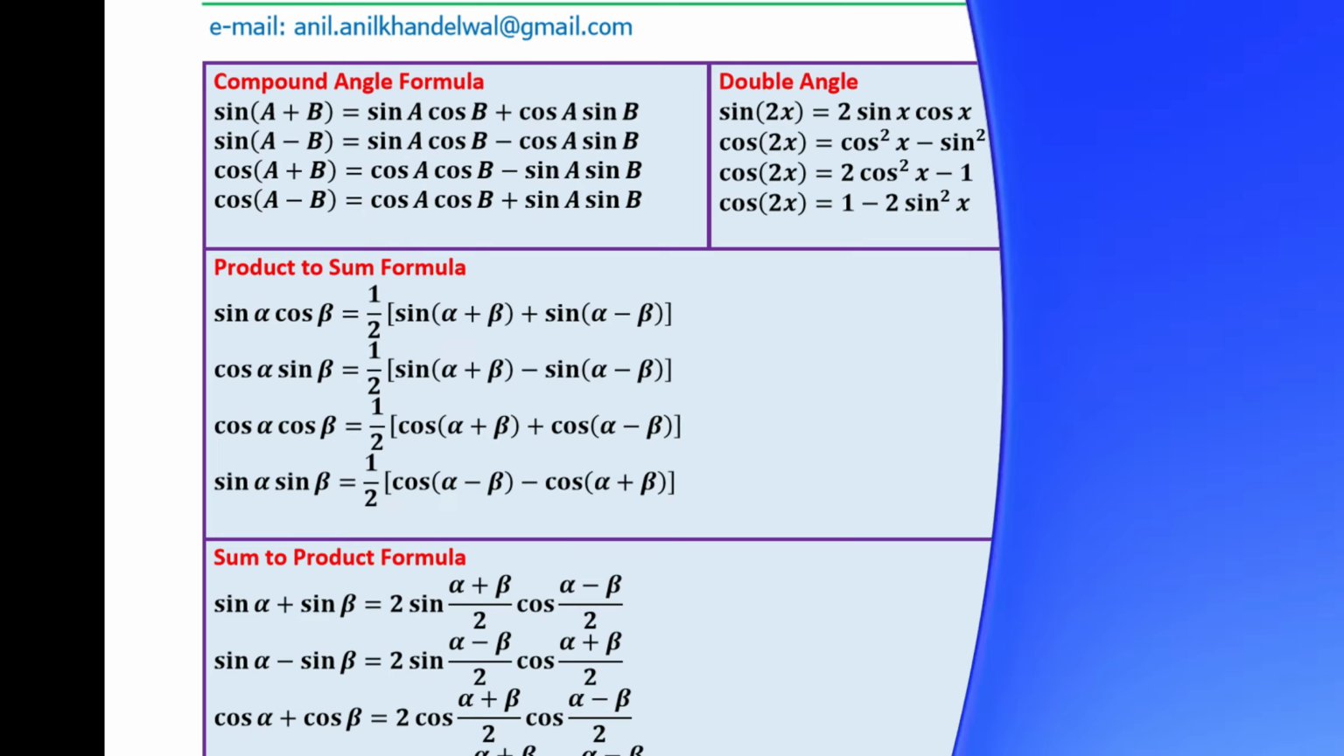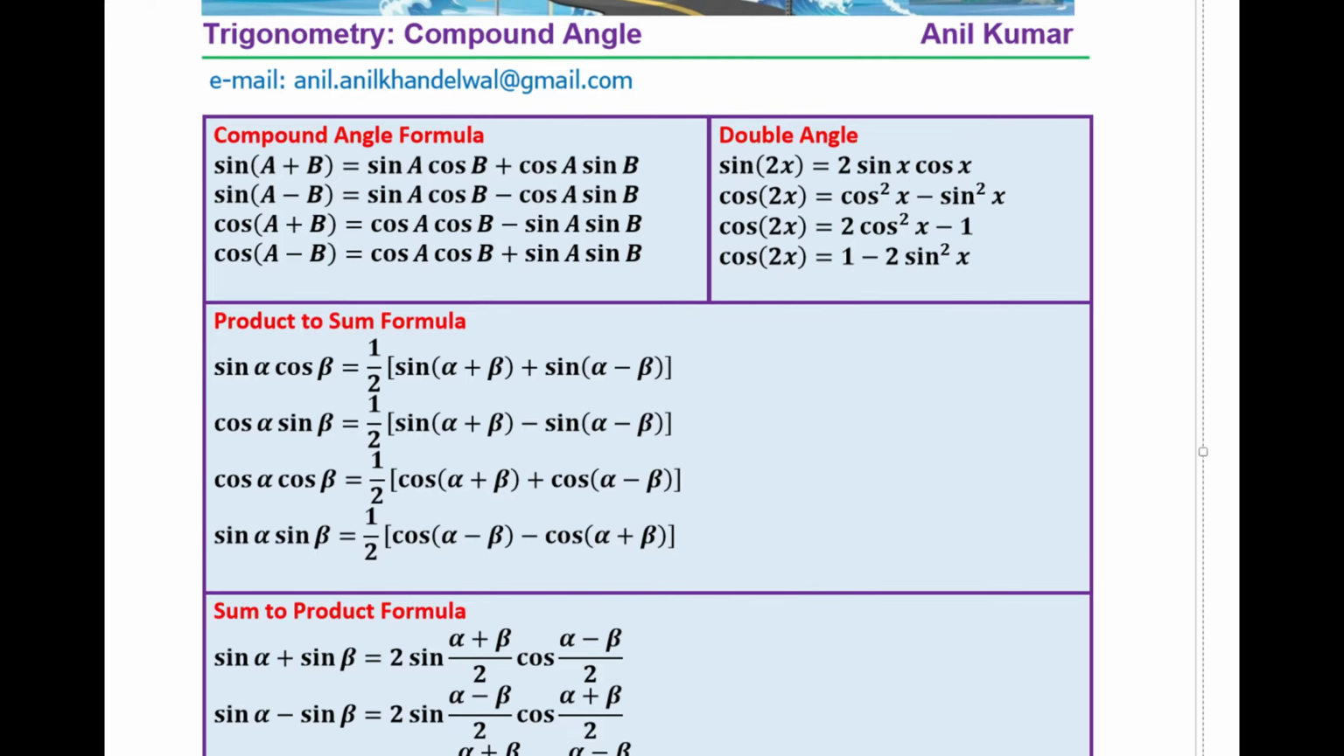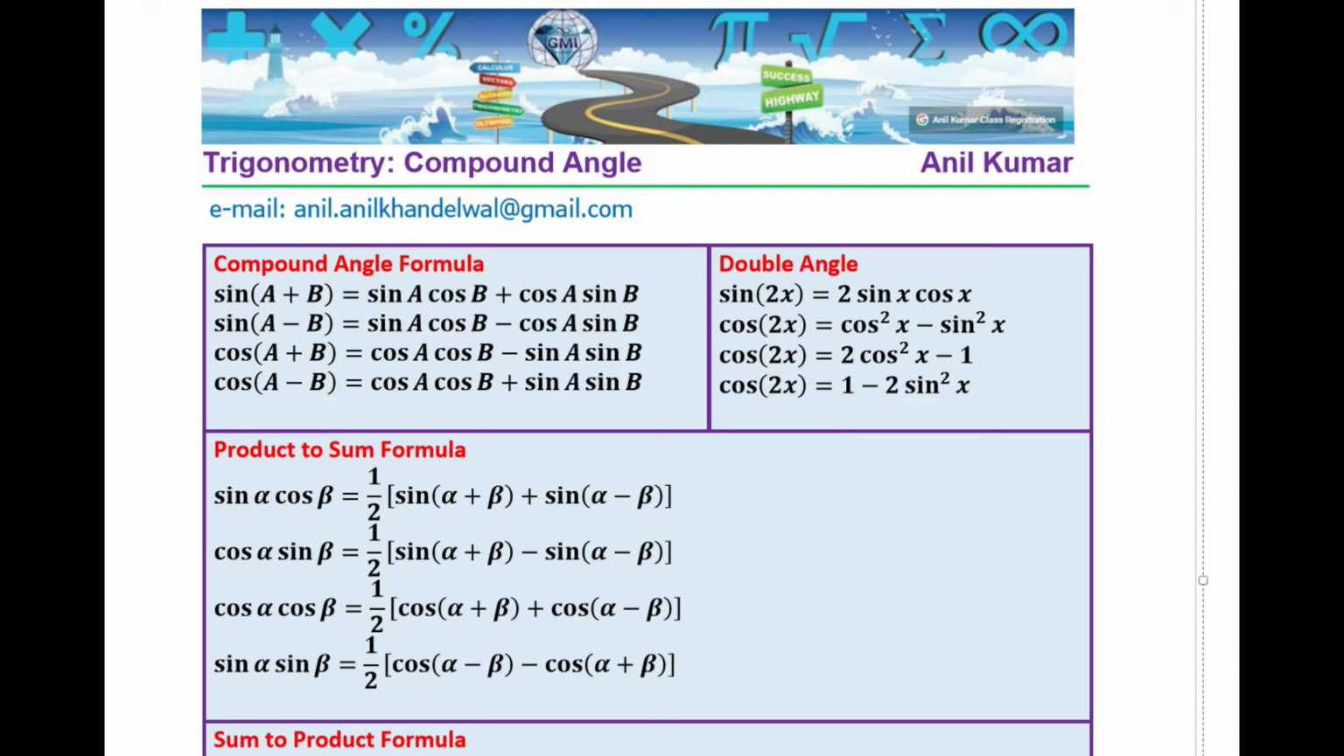Now, before getting into details, let me remind you of the standard formulas which we refer to as compound angle formulas. So, as you know, sin (A plus B) is sin A cos B plus cos A sin B. Sin (A minus B) is sin A cos B minus cos A sin B. Cos (A plus B) is cos A cos B minus sin A sin B. Cos (A minus B) is cos A cos B plus sin A sin B. Now, from these formulas, you can actually derive the double angle formulas as mentioned here.